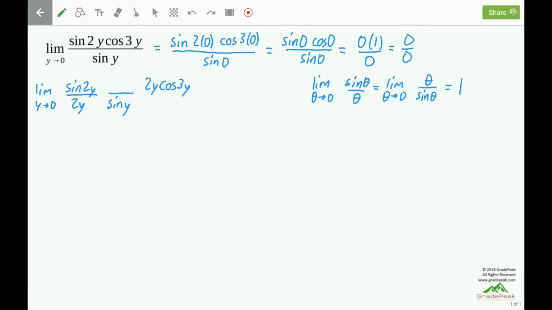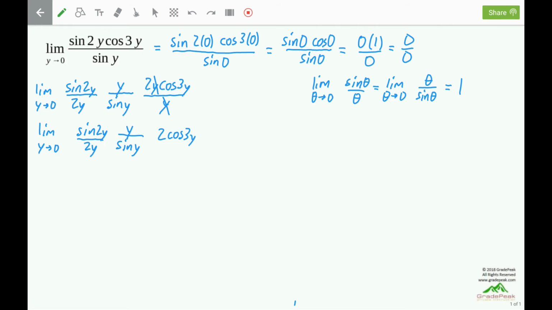Now just the same, we have a sine y, which has a phase of y in the denominator. We need a y in the numerator. So we match the phase, and then to compensate, we'll put a y in the denominator over here in this other fraction. In this other fraction, these y's can cancel, so let's go ahead and cancel those out. And that's going to give us the limit as y goes to 0 of sine of 2y over 2y times y over sine of y times 2 cosine of 3y.